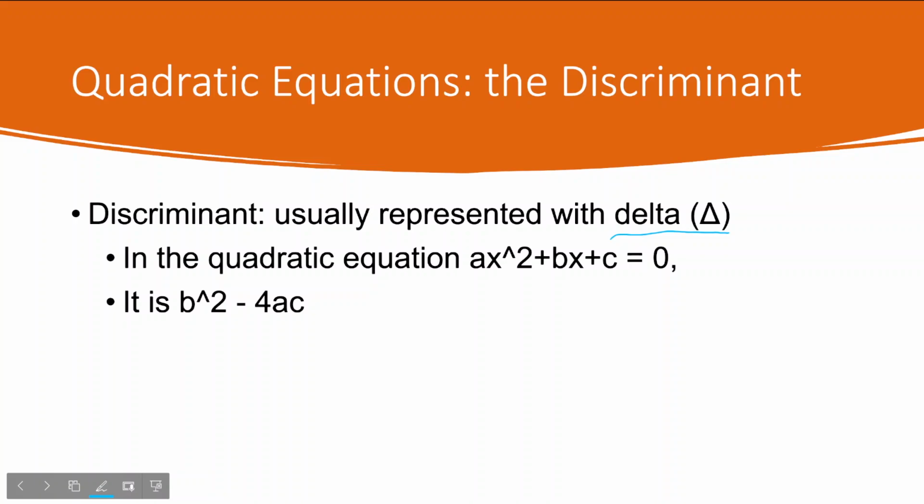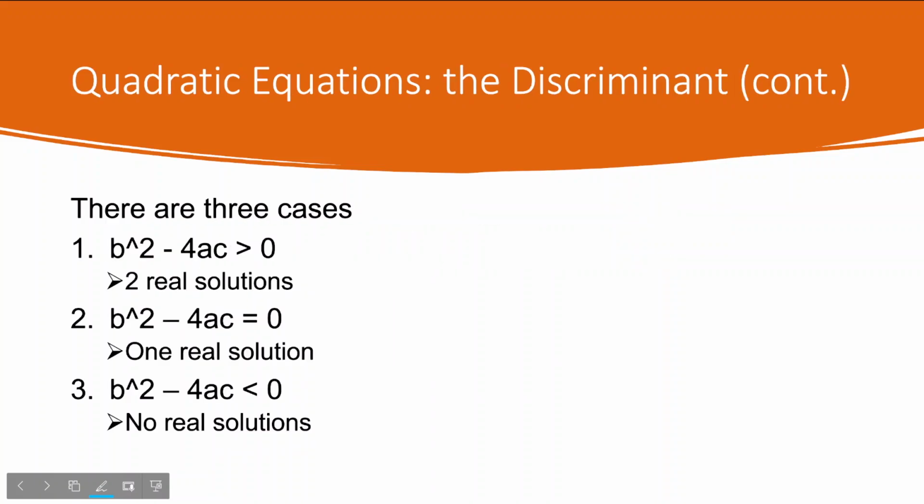For this discriminant, there are three cases. When the discriminant is greater than 0, there are two real solutions. When it is equal to 0, there is one real solution. And when it is less than 0, there are no real solutions. In this case, the solution is like the x-intercept of the graph, so y is equal to 0.